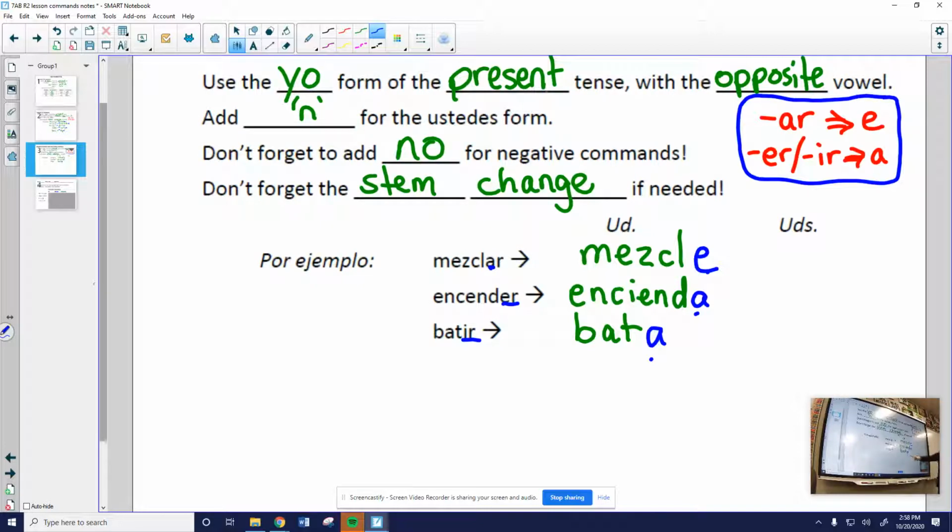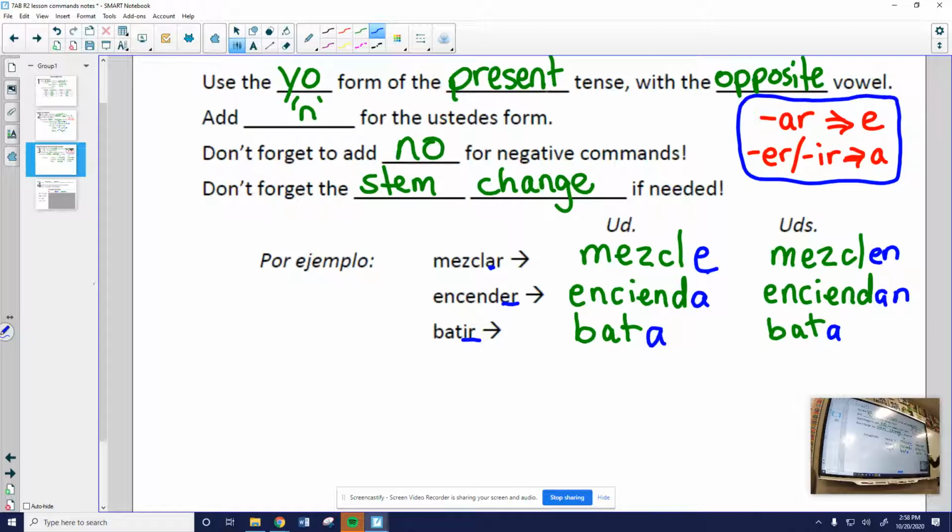The ustedes commands are very similar. Otra vez, mezclar, encender, batir. And we still do need the opposite vowel, E, A, but for the ustedes commands, we add the letter N onto the end. Mezclen, enciendan, batan.